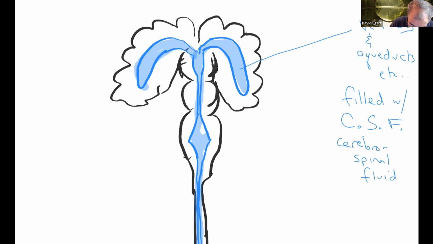We're also going to talk about the different membranes, the meninges, that wrap and hold the brain within the skull. All right, so let's just start with the CSF. CSF is produced within the ventricles of the brain. Ventricles just mean these hollow spaces. And it's produced at structures called choroid plexuses.